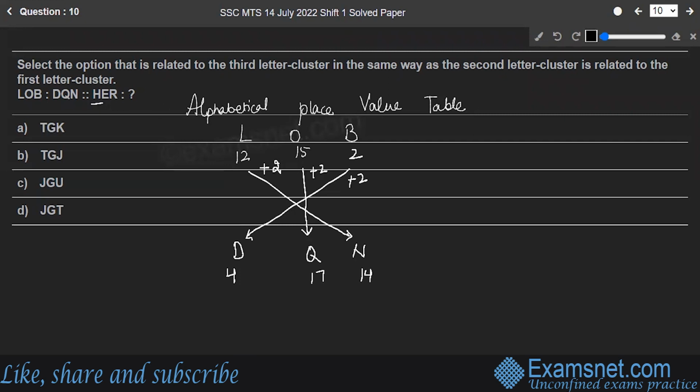That means the same thing has to be done with HER also. H, E, R. H place value is 8, E is at 5, R is at 18. Correct? So according to that, let's shift them. Plus 2, 18 plus 2 will give you 20, and 20 is letter T.